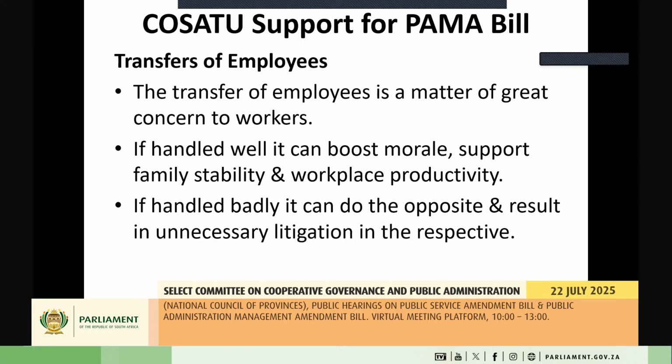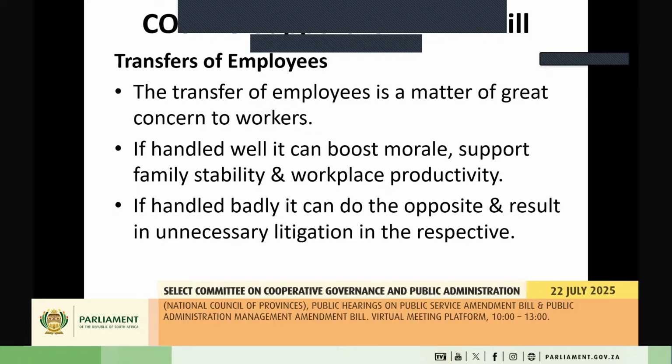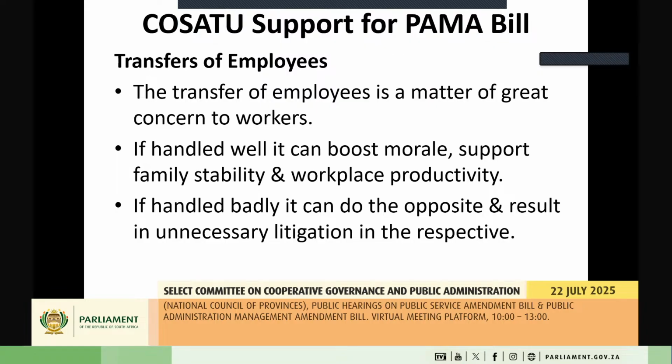Other ones are largely straightforward, common sense, and so forth. So on the transfer of employees bills, we were very concerned at the beginning that we felt it was simply a blank check, and that was really open to abuse and unintended consequences. The transfer of employees is a matter of great concern to workers, to their families, etc. But we think, Chair, if it's handled well, it can boost morale, it can support family stability. Workers are obviously mothers and fathers and husbands and wives. It can also help to boost workplace productivity as well.